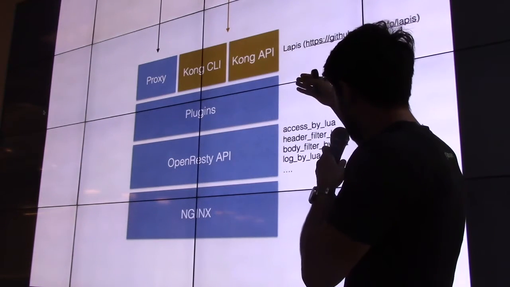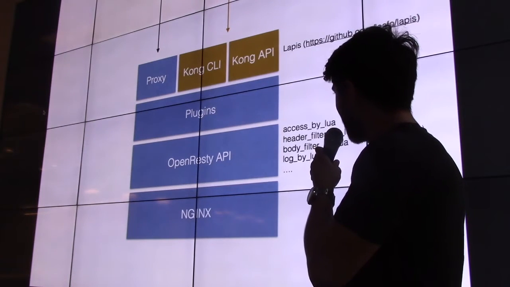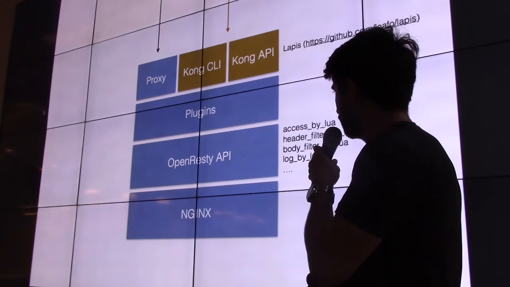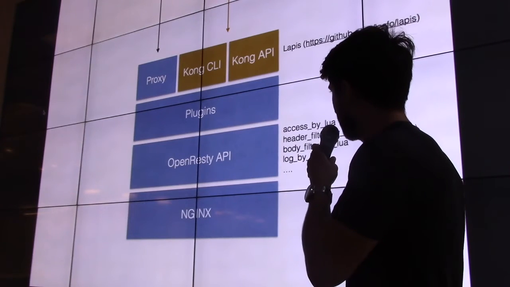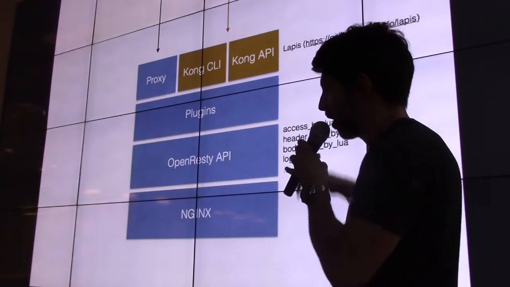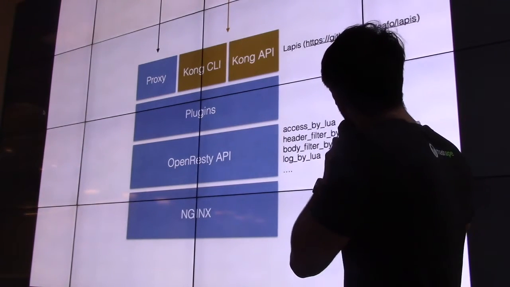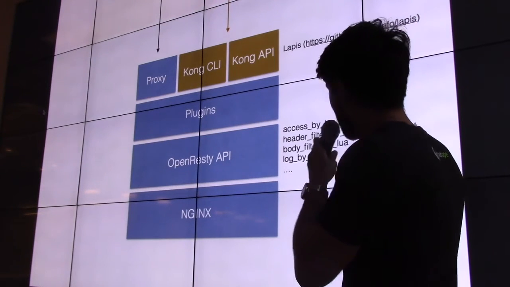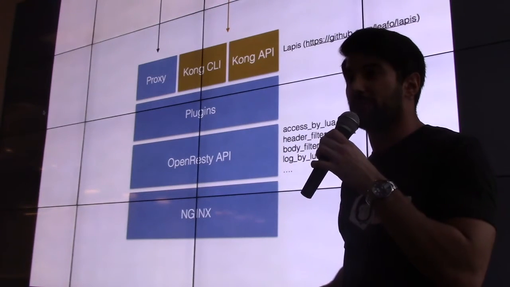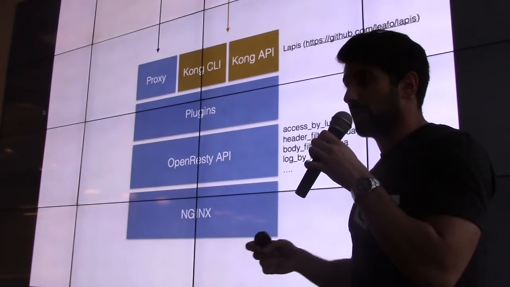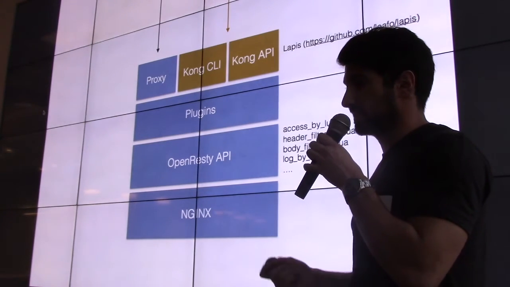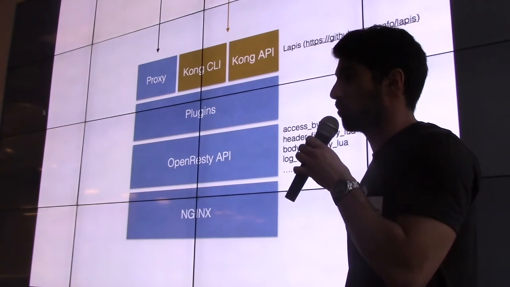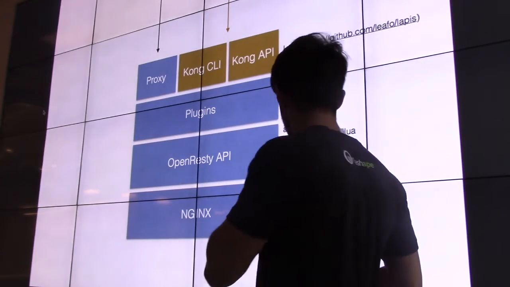It also provides a CLI system to pretty much do every operation to control Kong and the service. The API, by the way, is provided by Lapis, which is a very nice web framework built in Lua. It's very young, but I guess it's the most popular Lua web framework, so it's very nice and easy to use.